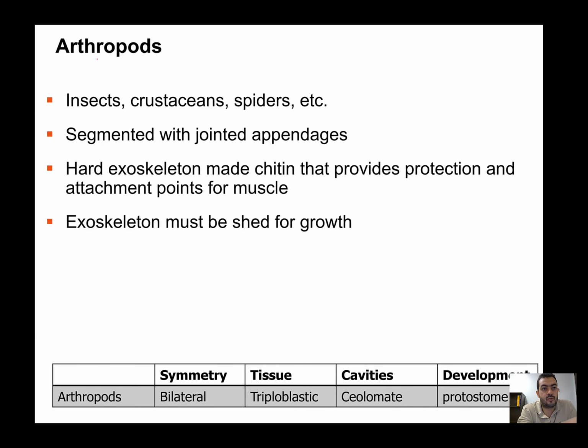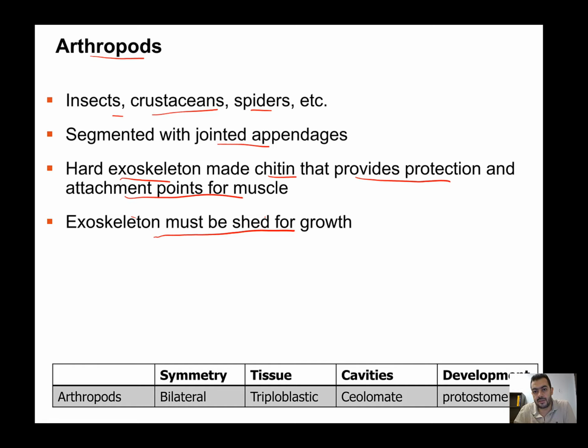Moving to the next group, we have the arthropods. This includes the insects, crustaceans, and spiders, and they are characterized by having segmented bodies with jointed appendages. They have a hard exoskeleton made up of chitin that provides protection and attachment points for the muscles. And as we said, the exoskeleton must be shed for growth. The old exoskeleton, with the chitin, the hard molecules giving it its hardness, will be absorbed by the organism.